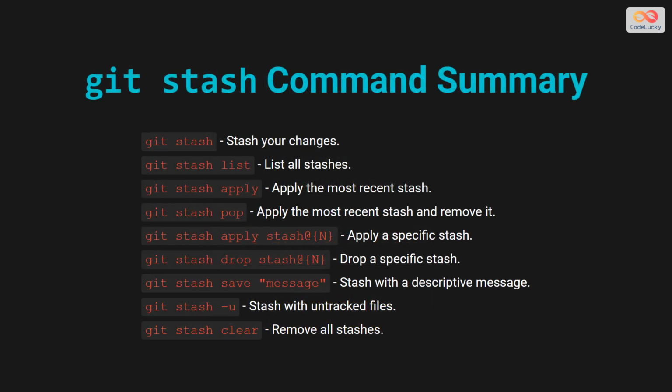Let's quickly recap the commands we've covered. Use git stash to save your work, git stash list to view your stashes, and git stash apply or git stash pop to reapply them. You can manage specific stashes by their identifier and even add messages or include untracked files. With these commands, you can efficiently manage your uncommitted changes in Git.